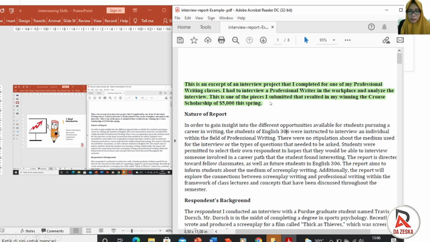And let us see the last sentence that the writer has. This is one of the pieces that I submitted that resulted in my winning the course scholarship of 5,000 this spring. And here you're going to be free on this last sentence, whether you want to have this kind of sentence or not, because I will not award you with money after your accomplishment in our assignment. If you finish the assignments, I'm sorry, I don't have the money for you, but I'll just give you a score. But what if you create something else different? That's also okay. So once again, for your presentation assignment, you are free to use your own words to describe your interview for your introductions.